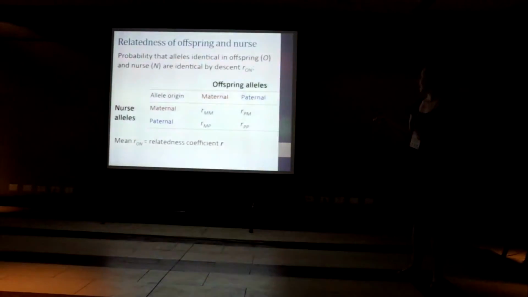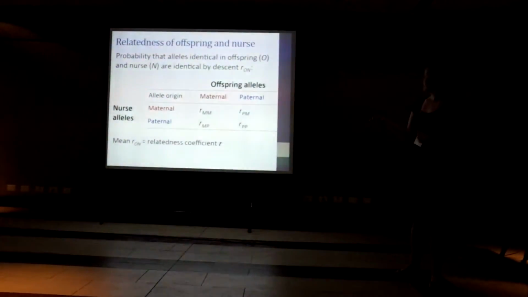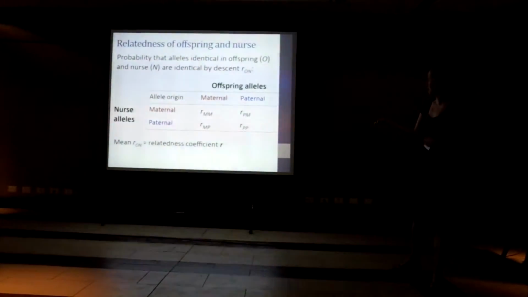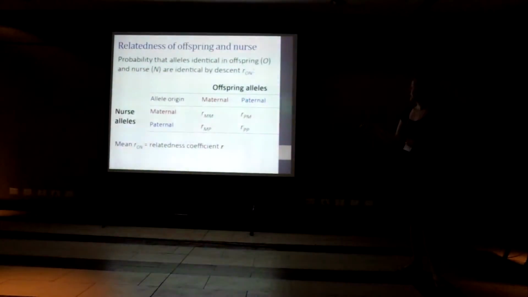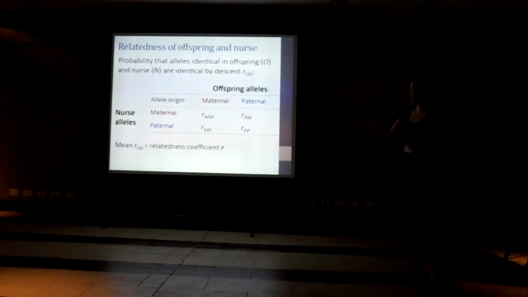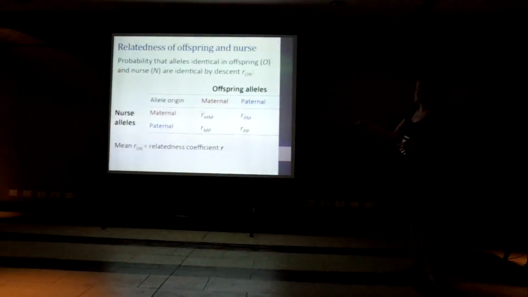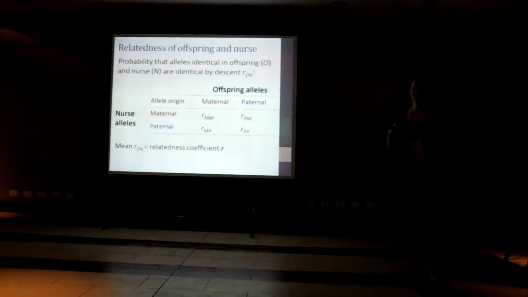relatedness terms, which explain the likelihood of allele sharing between a pair of alleles in the offspring and the nurse, paying attention to whether we're referring to the maternal allele or the paternal allele. So just as an example, this RMM term is describing the probability that the maternal allele in the offspring and the maternal allele in the nurse are identical by descent.